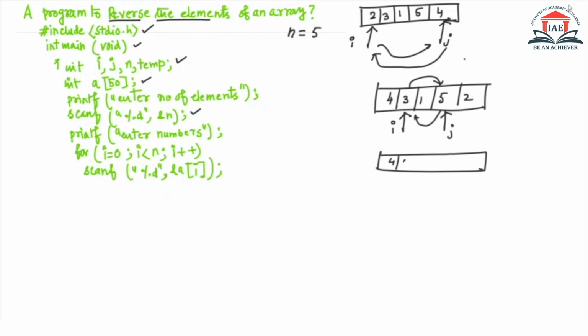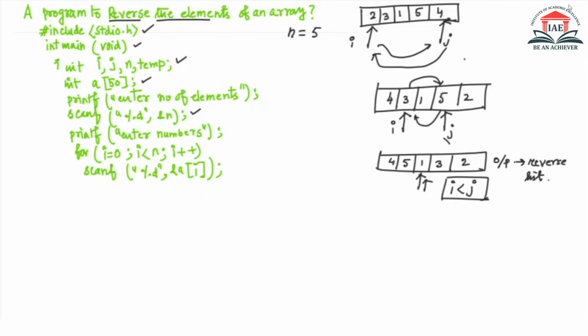This is a 4, this is a 5, this is 1, and you are swapping, that means this is 3, this is 2. So now i will be like that, and j will be decremented like that. If some condition is given that when i is less than j the loop will continue, and otherwise terminate, then it will terminate and that is the output. That is nothing but the reversed list.